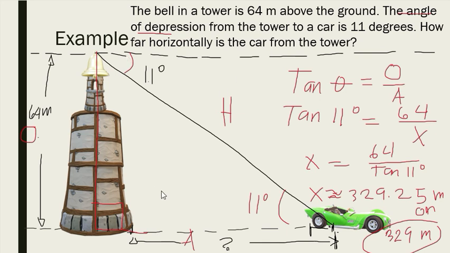So you could make your statement. You would say, therefore the distance, this is the one that you want to find, the distance of your tower to the car is 329 meters.